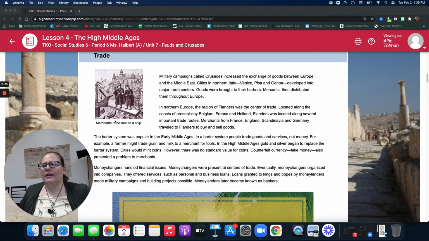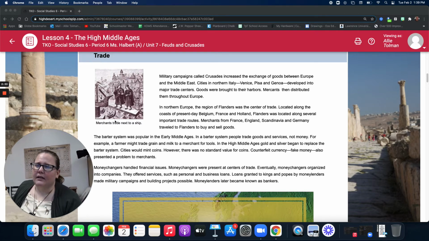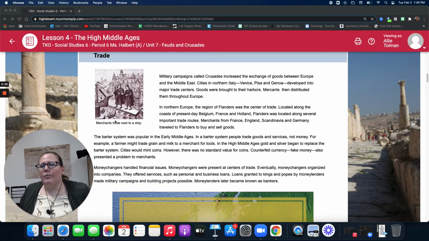Trade. The military campaigns, called crusades, increased the exchange of goods between Europe and the Middle East. Cities in northern Italy, Venice, Pisa, and Genoa, developed into major trade centers. Goods were brought to their harbors. Merchants then distributed them throughout Europe. In northern Europe, the region of Flanders was the center of trade, located along the coasts of present-day Belgium, France, and Holland. Flanders was located along several important trade routes. Merchants from France, England, Scandinavia, and Germany traveled to Flanders to buy and sell goods.